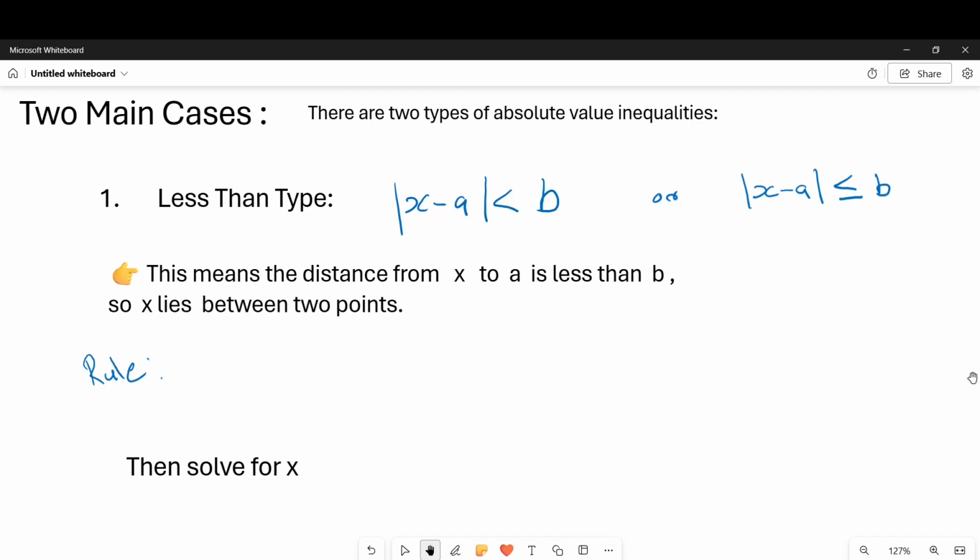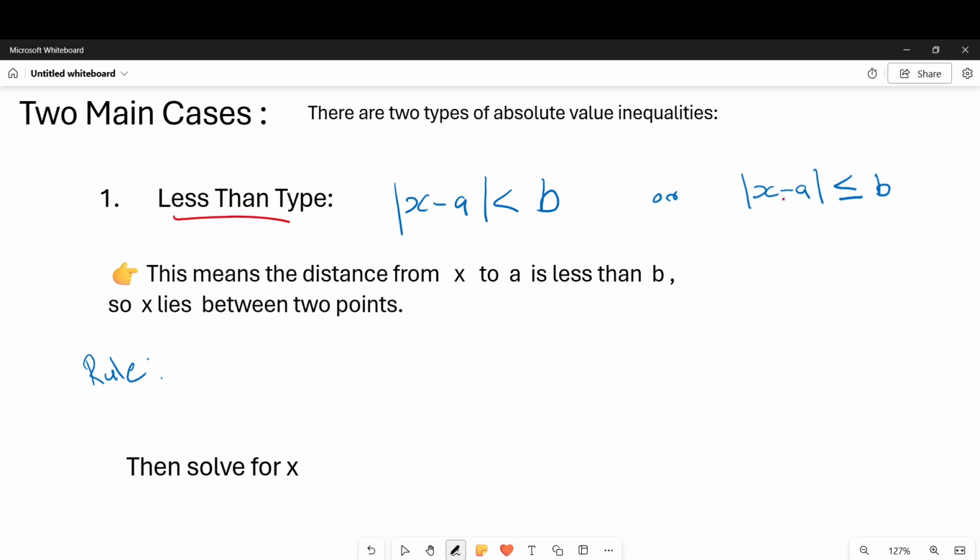There are two main cases. Actually there are two types of absolute value inequality that we need to consider separately. The first type is the less than type. For example, the absolute value of x minus a less than b. Look at the sign here, it is less than.